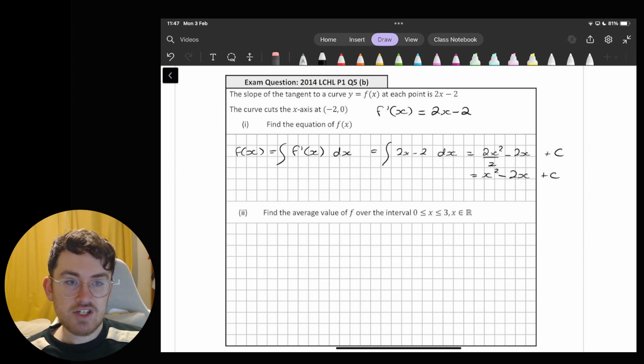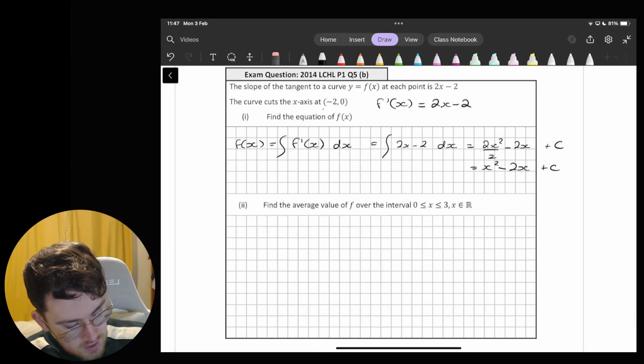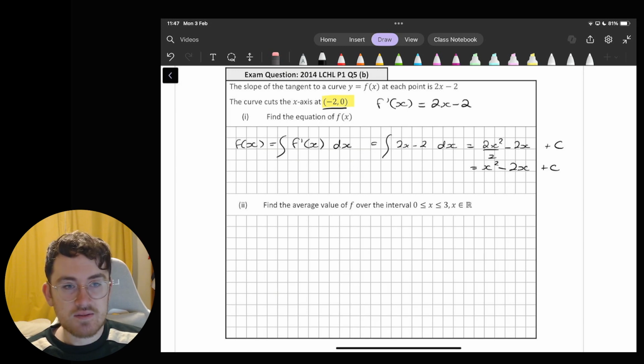so we have to remember that until we know more information, this is still an indefinite integral, as it's in the name. We can't be definite of our answer until we know that c. Now we are given more information here. We're told that it cuts the x-axis at minus 2, 0.